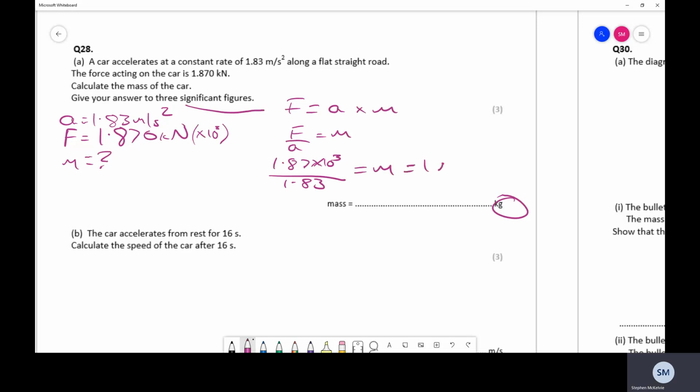Which is equal to 1021.86, and I can just put that down. And I need to put that to 3 significant figures, so I'm going to count 1, 2, 3 significant figures, which gives me an answer of 1020.